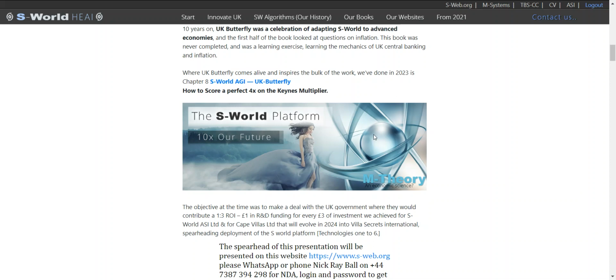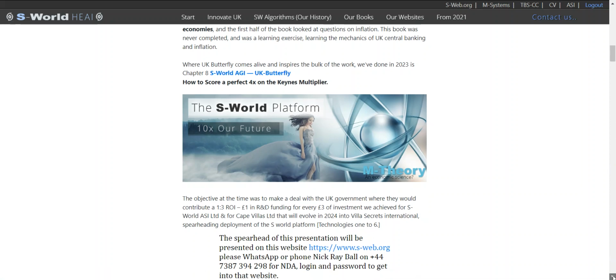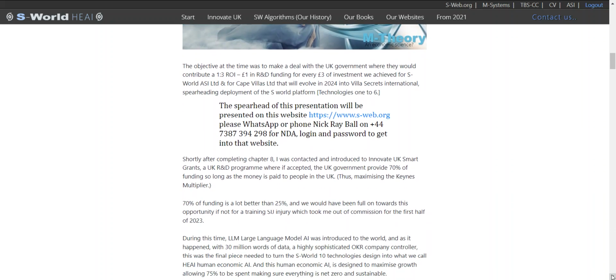Where UK Butterfly comes alive and inspires the bulk of the work we've done in 2023 is chapter 8. Chapter 8, very important. It's called How to Score a Perfect 4x on the Keynes Multiplier, and it's actually very relevant to Innovate UK because that's what Innovate UK are trying to do. That's why they make sure the money has to be paid to somebody else in the UK. It's creating a Keynes multiplier where the money spent is spent on somebody else in the same country, therefore the GDP counts twice. Essentially, something like that. Central bankers would probably put it better.